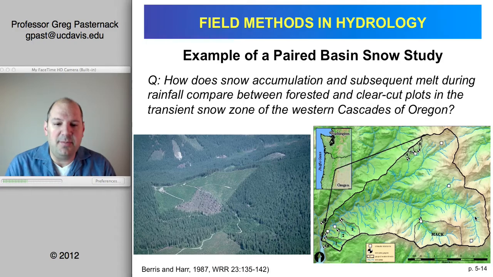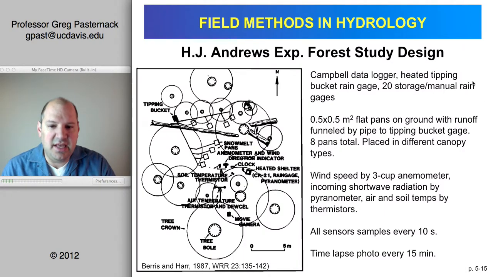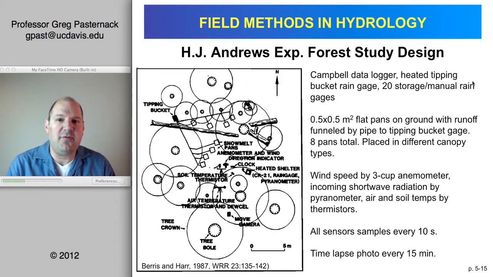So here's a case from an analysis that's done in the Western Cascades of Oregon, asking how snow accumulation and subsequent melt during a rainfall event compare between forested and clear-cut plots in a transient snow zone. So that means, transient meaning that it's not always snow-covered during the winter. And here's an aerial photo that shows the region that we're looking at, as well as the watershed map that's there. And this was all done at the H.J. Andrews Experimental Forest, where a lot of work is done by professors at the University of Oregon and Oregon State University.